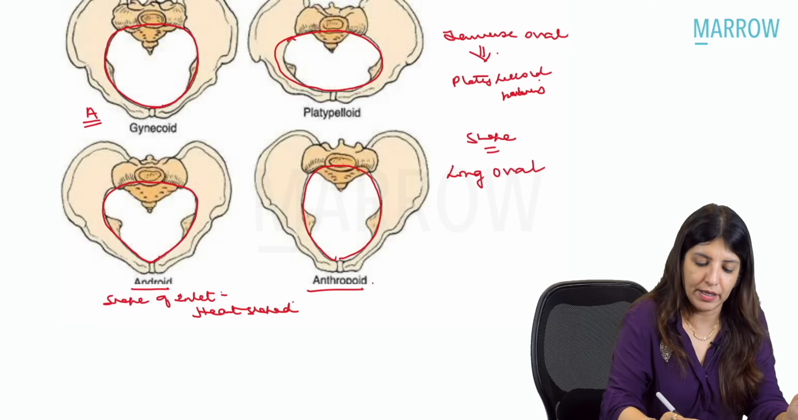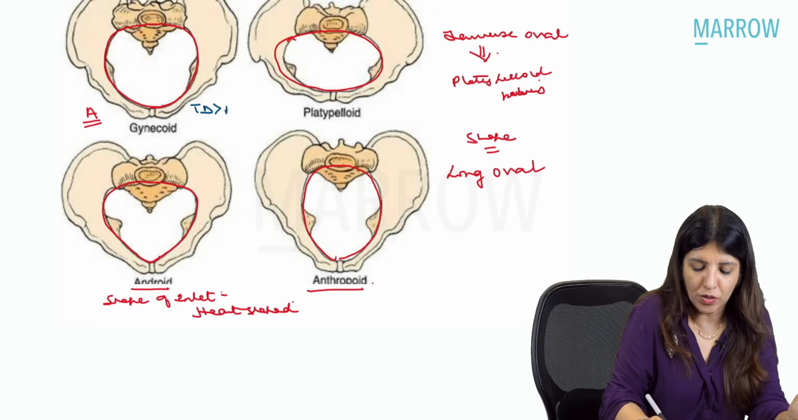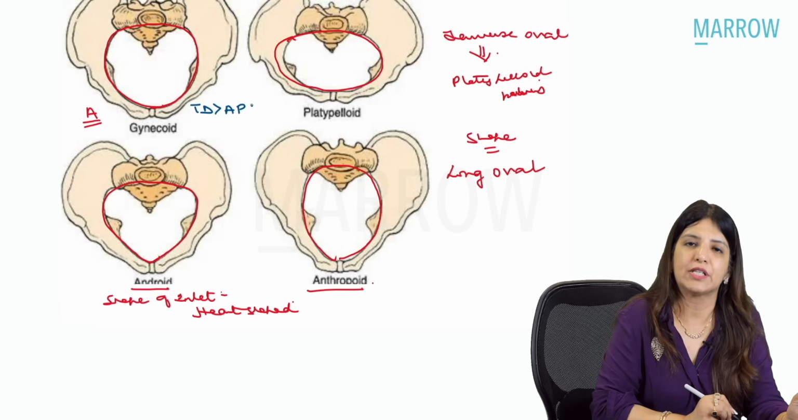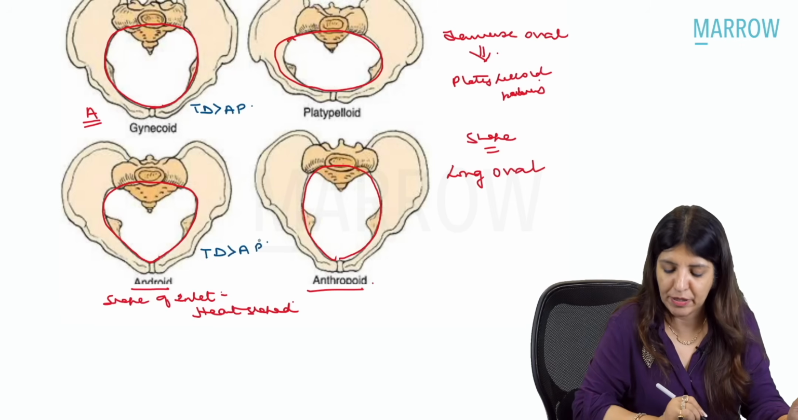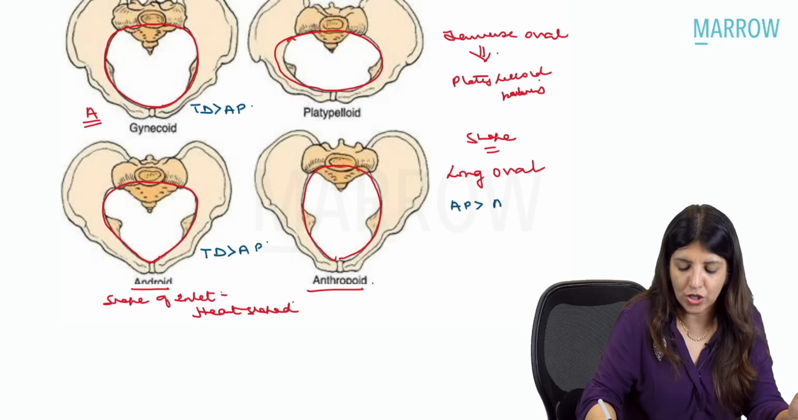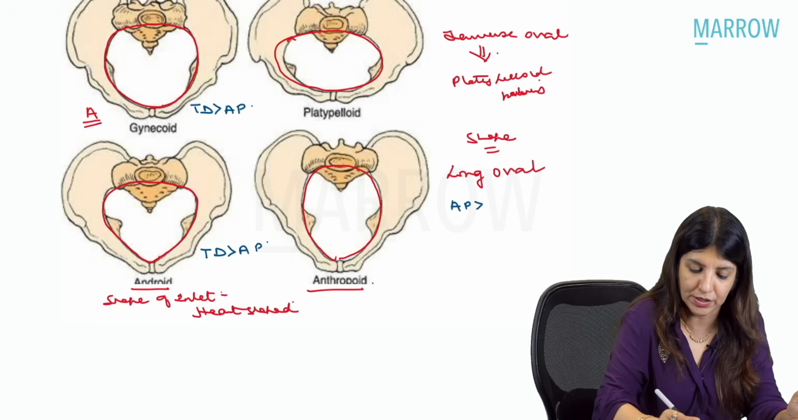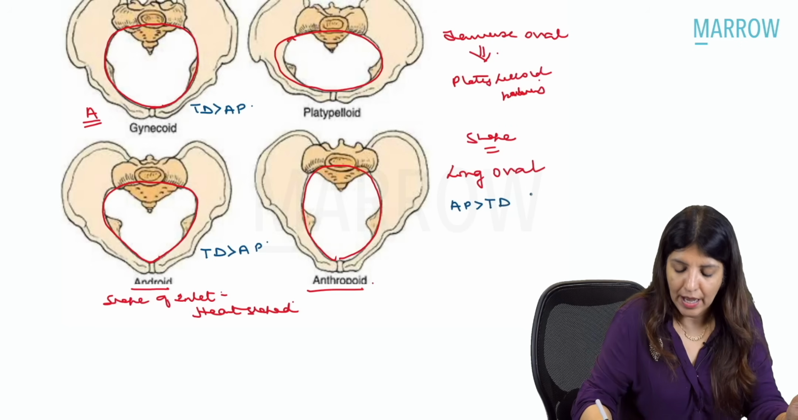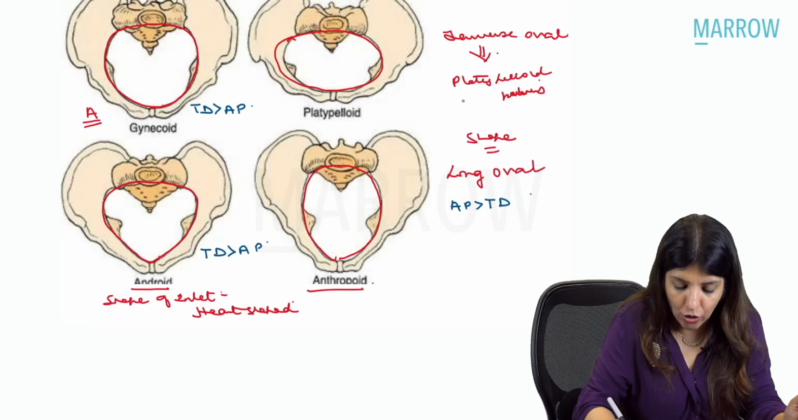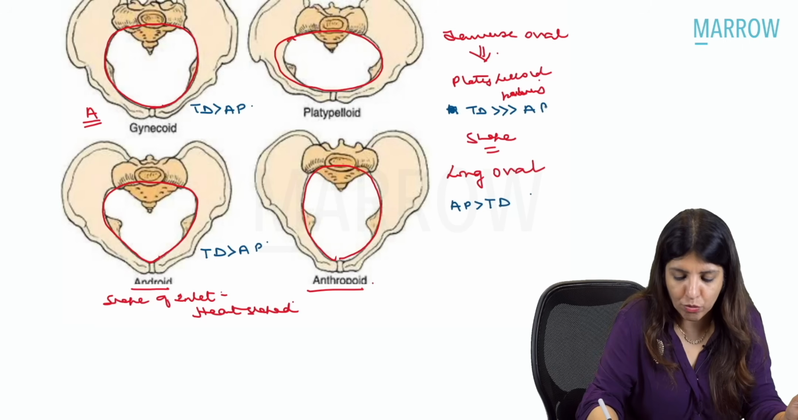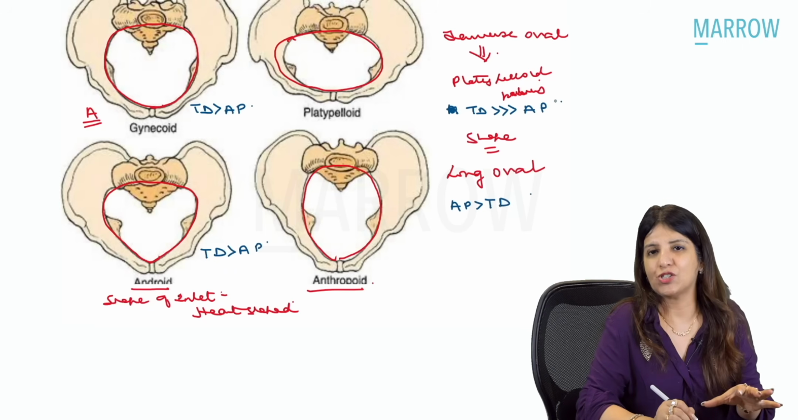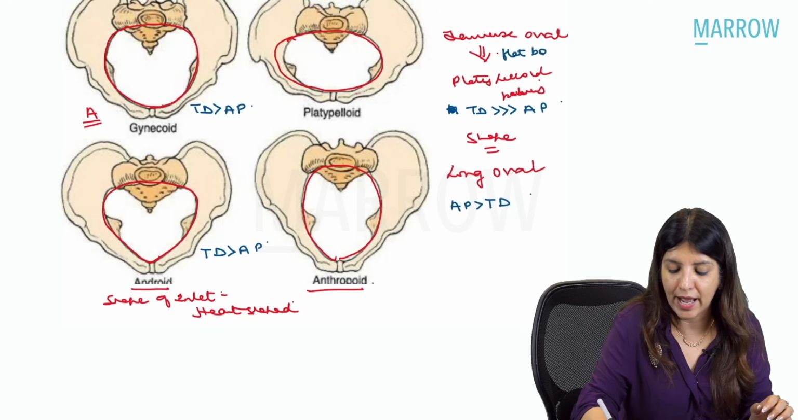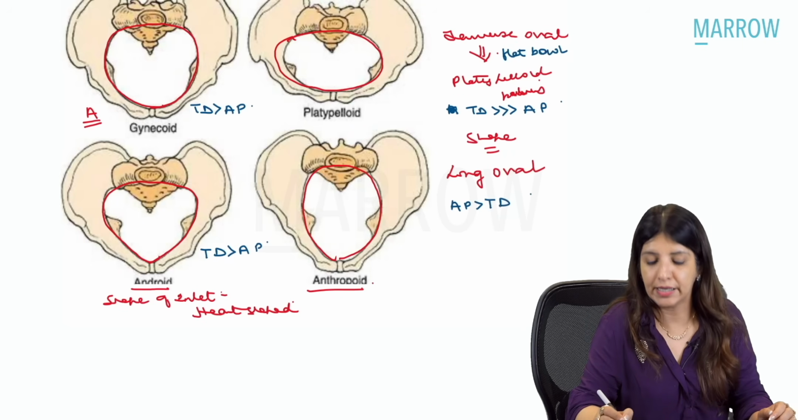Right? Please remember, in a gynecoid pelvis, transverse diameter is more than AP diameter at the level of inlet. In android pelvis also, transverse diameter is more than AP diameter. The only pelvis in which AP diameter is more than transverse diameter is anthropoid pelvis. In a platypelloid pelvis, transverse diameter is much more than AP diameter, and so either the shape of the inlet can be taken as transverse oval or it can be called a flat bowl shaped inlet, right?